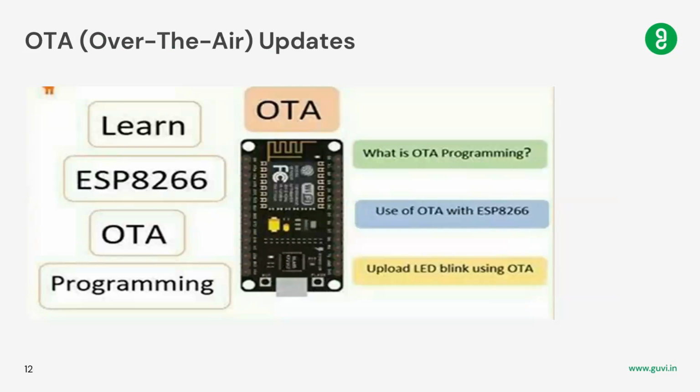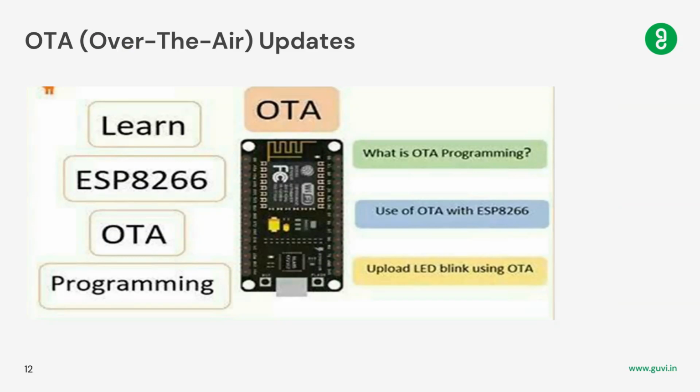Over-the-air updates, OTA. It refers to the process of remotely updating the firmware or software of connected devices. Here is an example given: what OTA programming is used for, and uploading LED blinking using OTA. So remote updates let you remotely deploy new firmware or software versions to IoT devices without requiring physical access to the devices. OTA updates are designed to be efficient in terms of data transmission, instead of sending the entire firmware image.